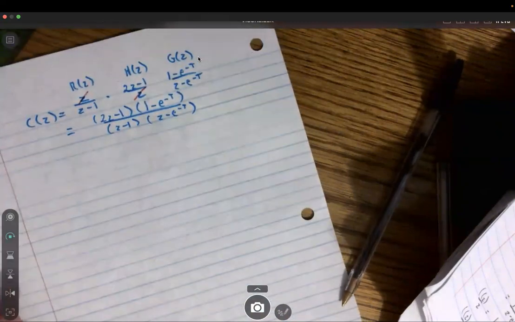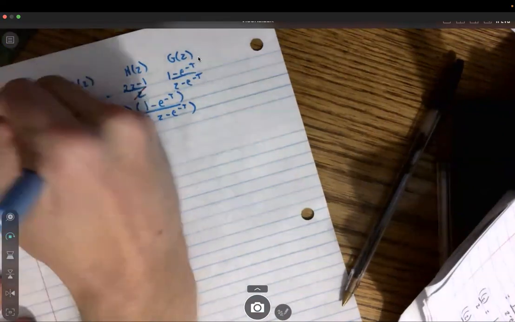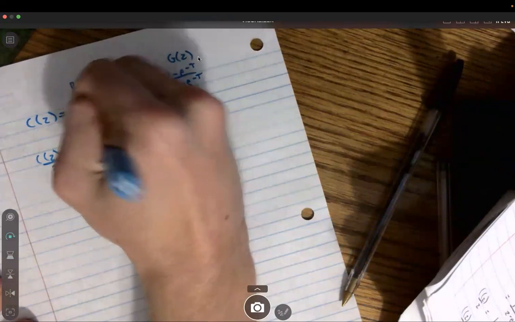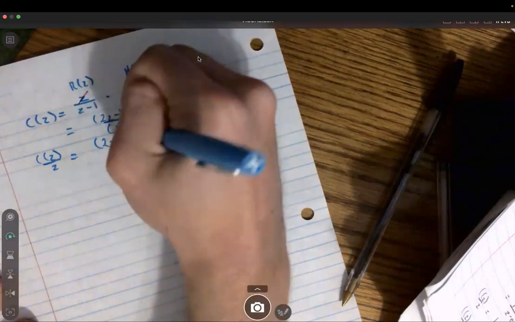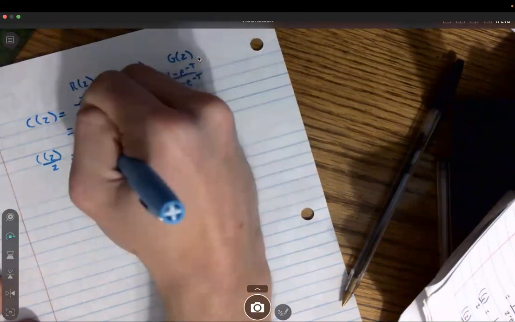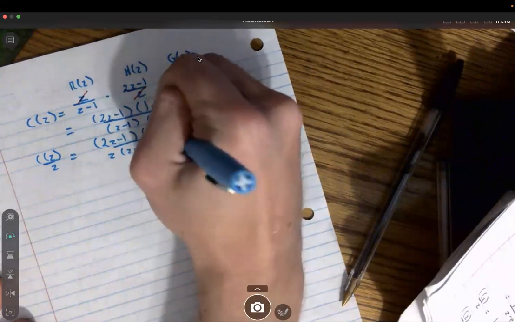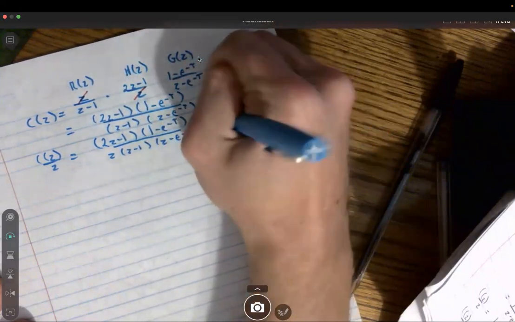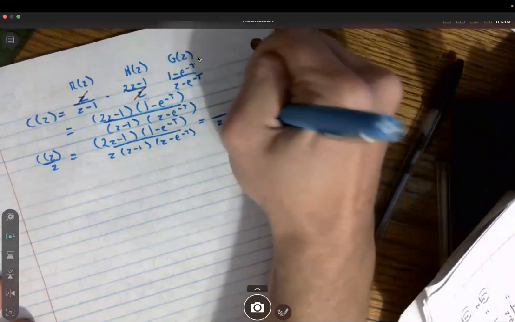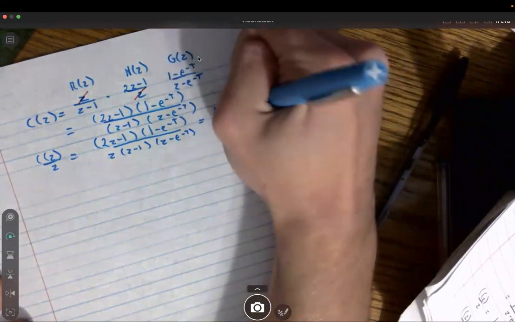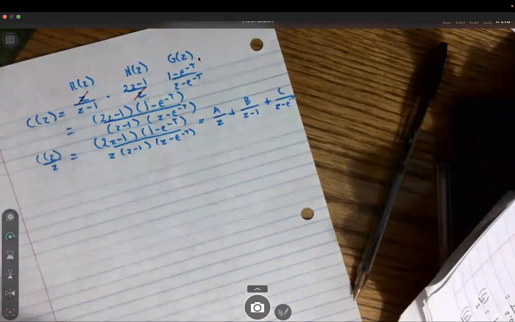Remember, when you do partial fraction decomposition, it's going to be C(z) over z is equal to (2z minus 1) multiplied by (1 minus e to the negative T), and in my denominator, I don't have any z in the numerator, so it's going to be z multiplied by (z minus 1) multiplied by (z minus e to the negative T). Splitting this up into three, we're going to have A, B, and C. So what we have to do is solve for A, B, and C.